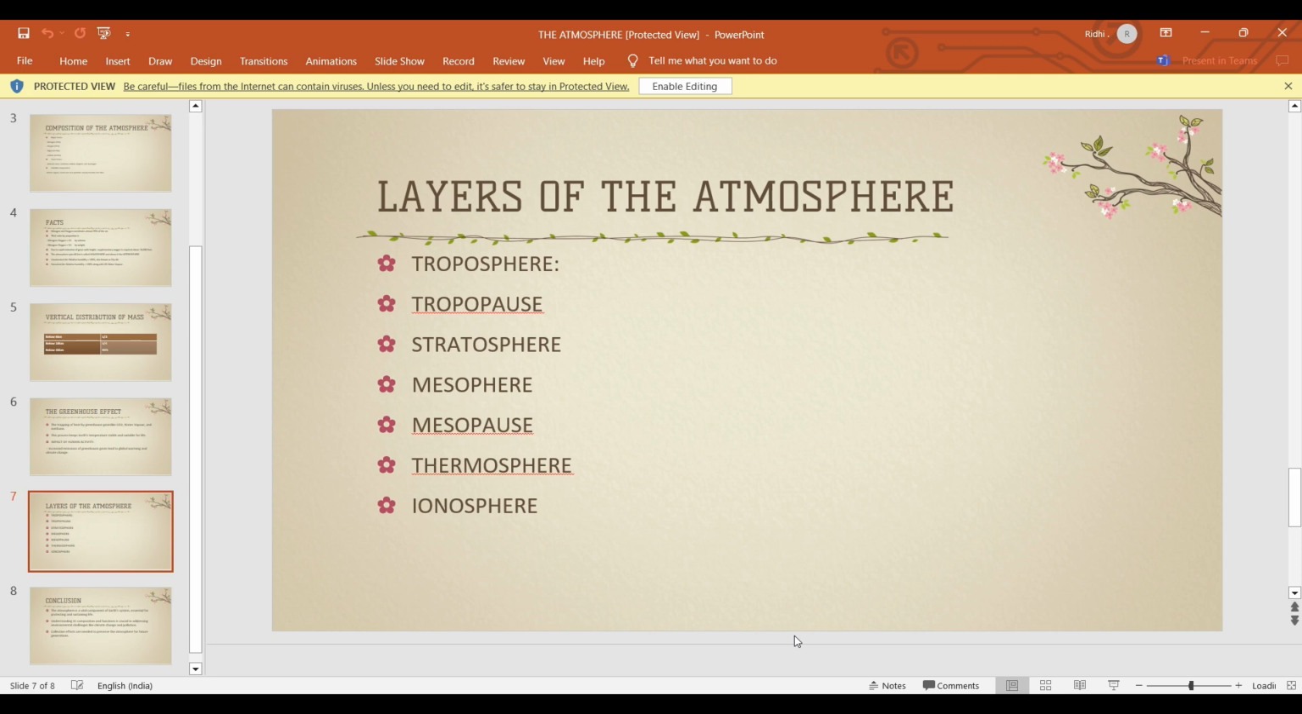What is the importance of tropopause? All the weather activities are confined to tropopause, and it is the maximum height to which the clouds may reach. Then comes the stratosphere.